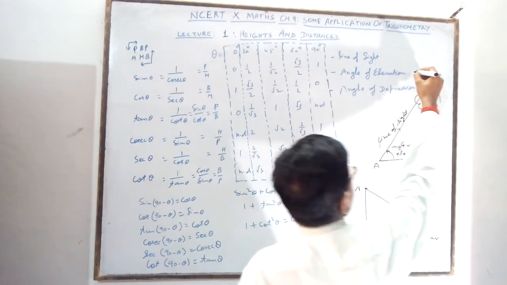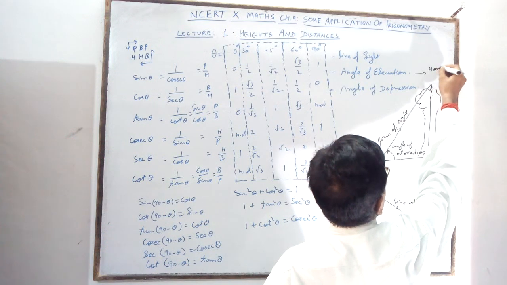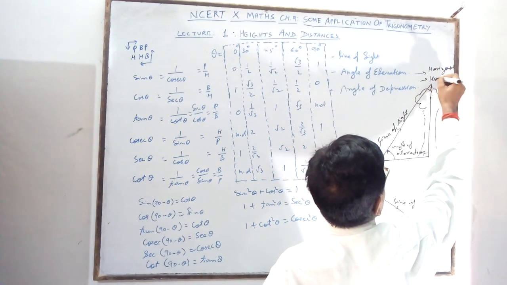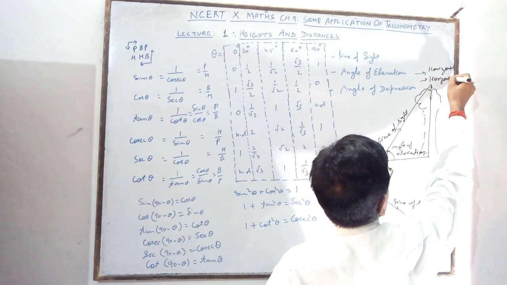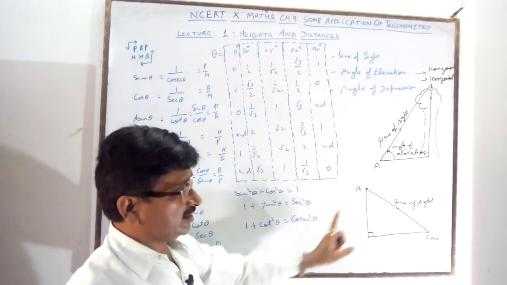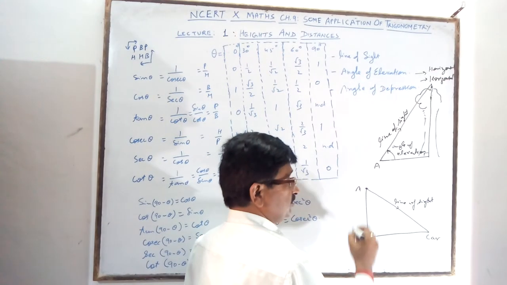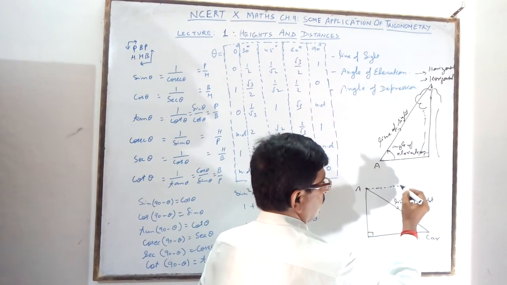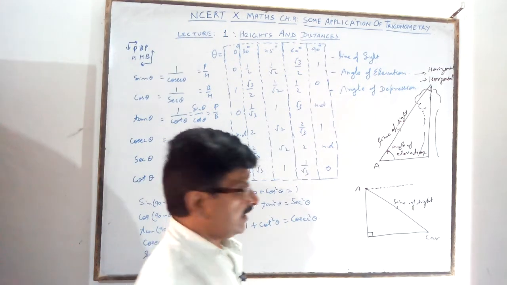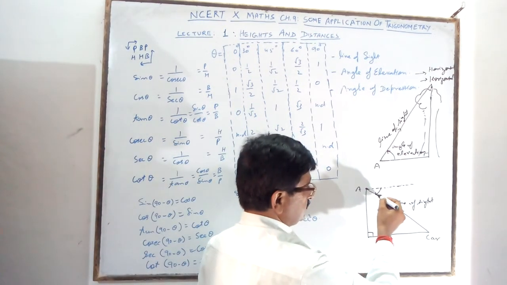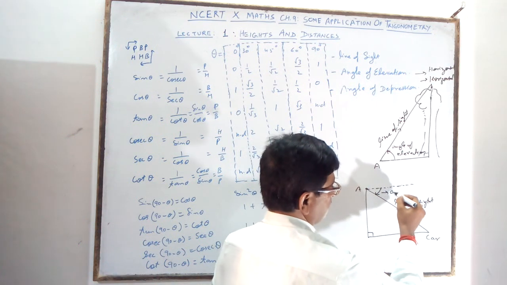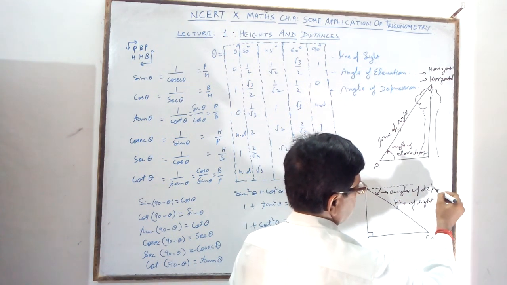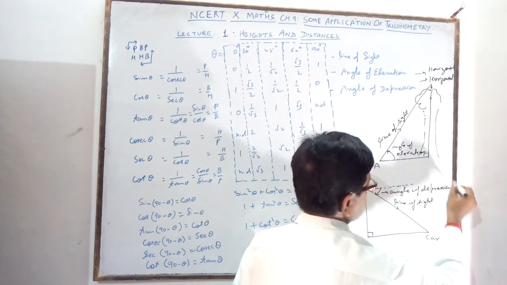Both angles are formed only by a horizontal line. What is a horizontal line? Both are formed by a horizontal line, not any vertical line. So this will not be it. So what will you do here? Draw a line parallel to this side. Draw one imaginary line, and you will make this angle, which is your angle of depression. It is called angle of depression.